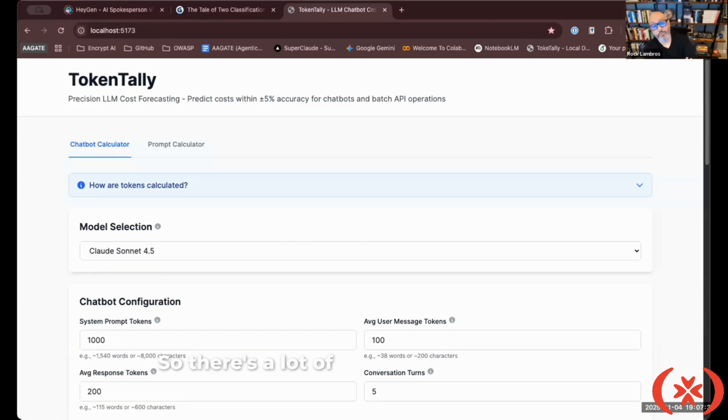So there's a lot of people who don't even realize that the output tokens are about 3 to 4 times as expensive as the input tokens.